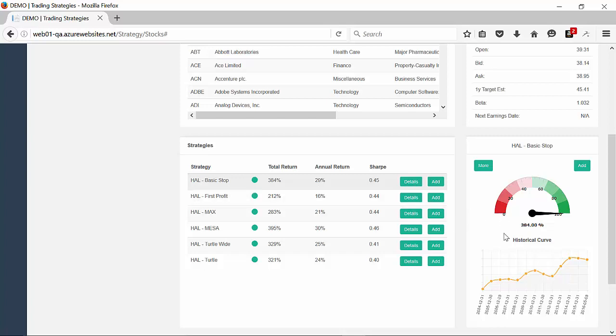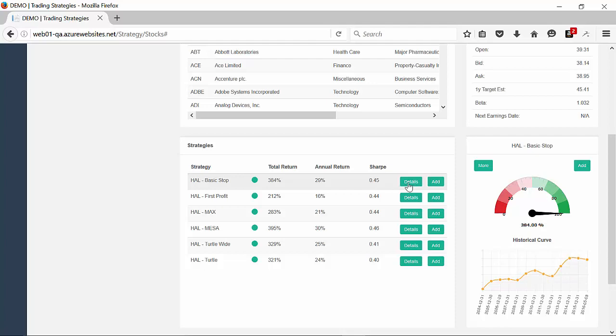Over to the right here, you can see that we have this little box. This is a gauge demonstrating how this one performed over time. We can see all of these started back January 1st of 2004. We run it back 12 years because we want to know whether the strategy has performed well or not over the last 12 years. So you can see the equity curve over time here.